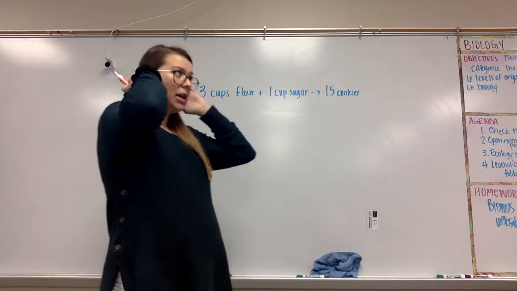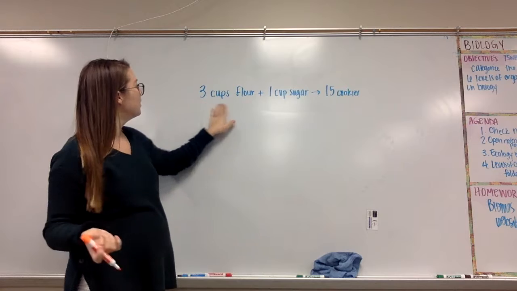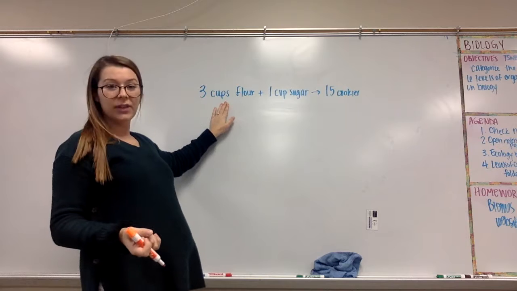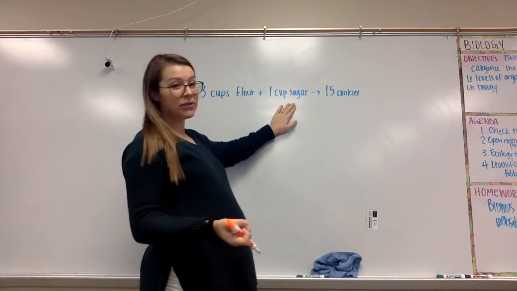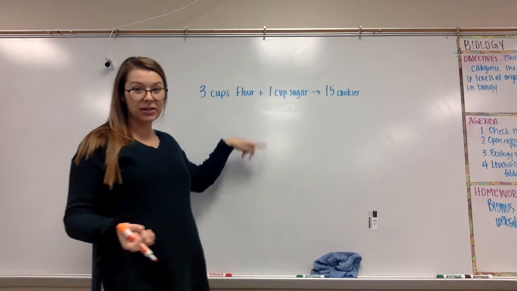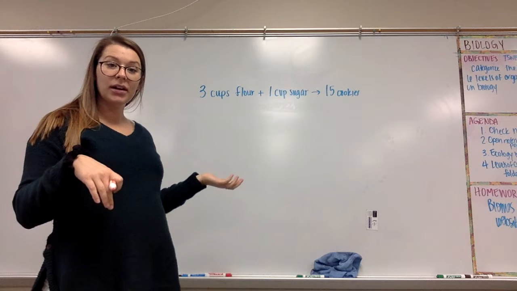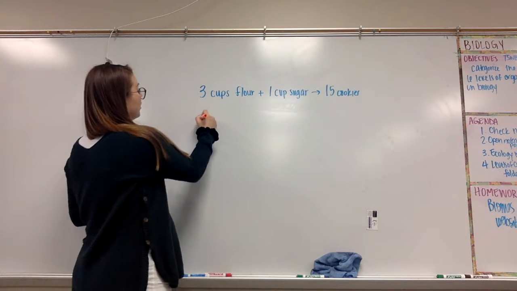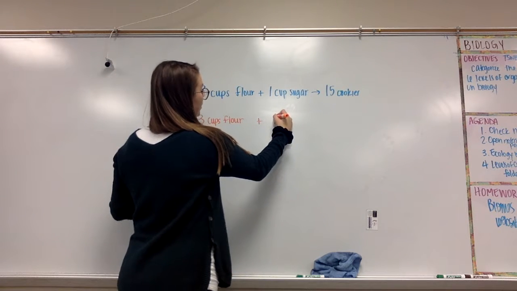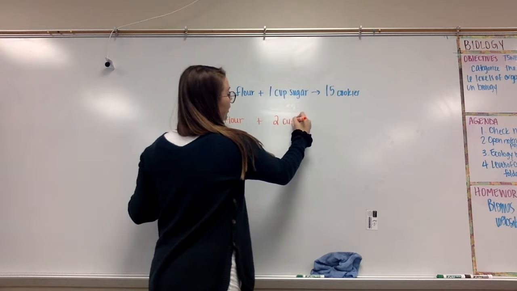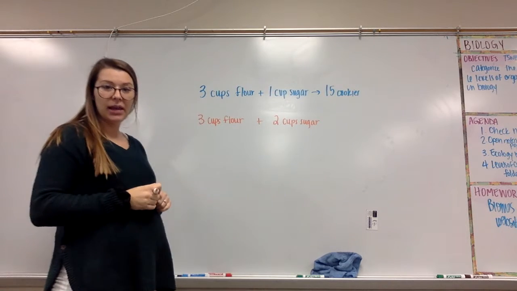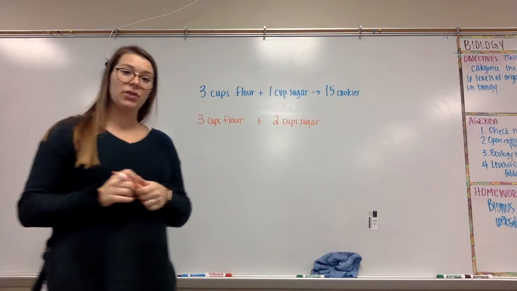So if this is my recipe for cookies, or part of a recipe, and I say I need 3 cups of flour and 1 cup of sugar to make 15 cookies. Okay, that's the recipe in the recipe book. At home, let's say I have 3 cups of flour in my pantry, and I have, let's say, 2 cups of sugar though. How many cookies can I make with 3 cups of flour and 2 cups of sugar?